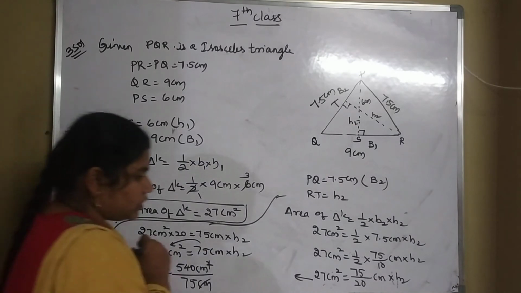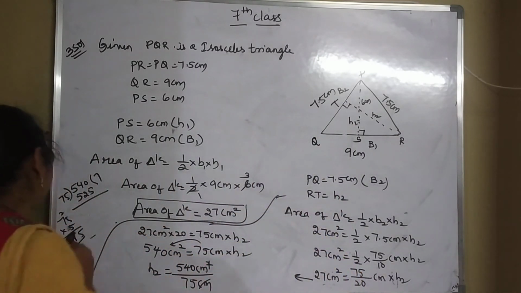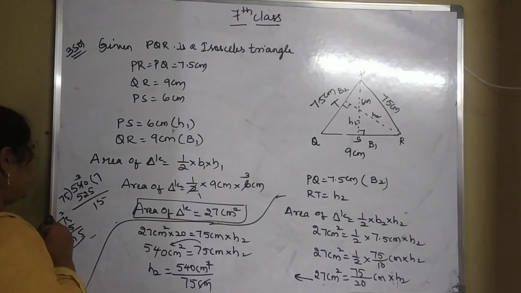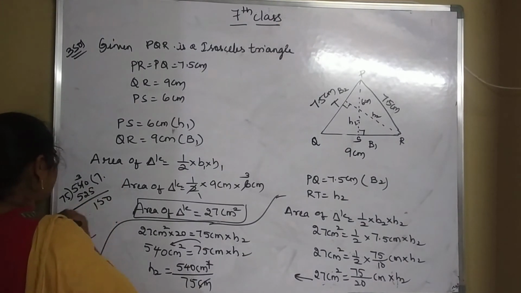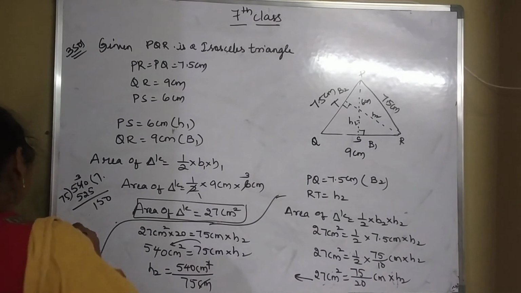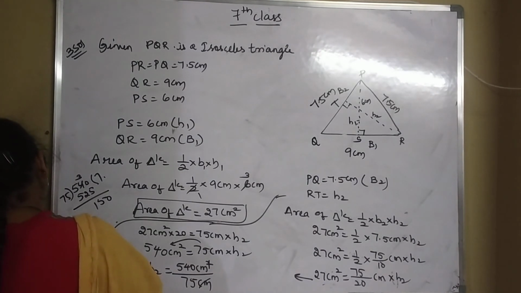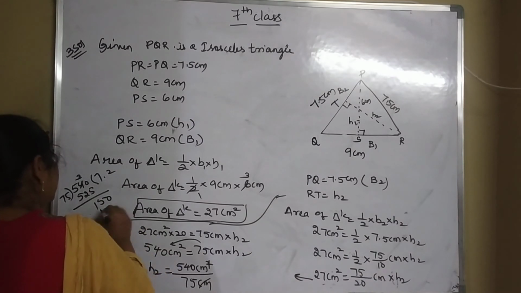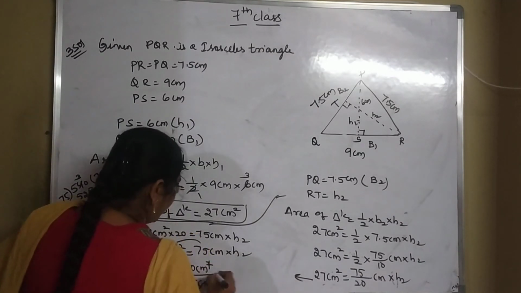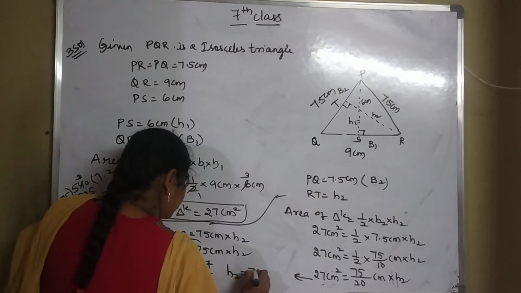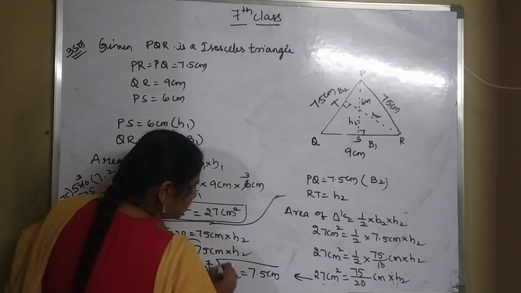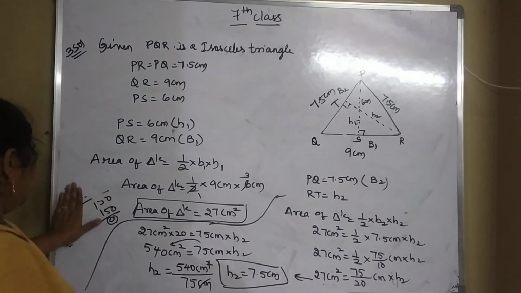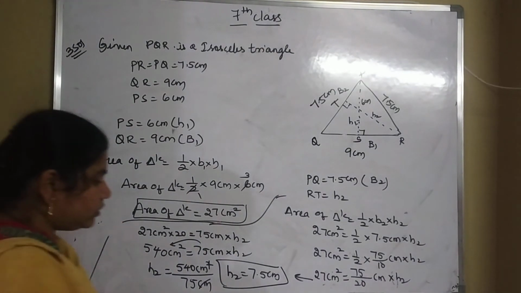Okay. So next is subtract this one. 15 you got. So 0. So 75 2s are 150. So you got the height 2 value as 7.5 centimeters. So this is our third solution. This is our third solution.